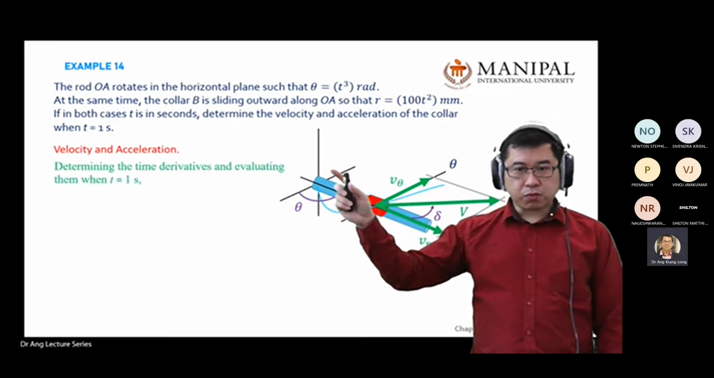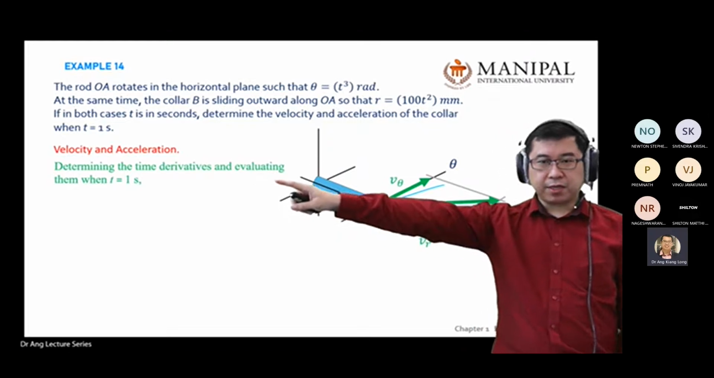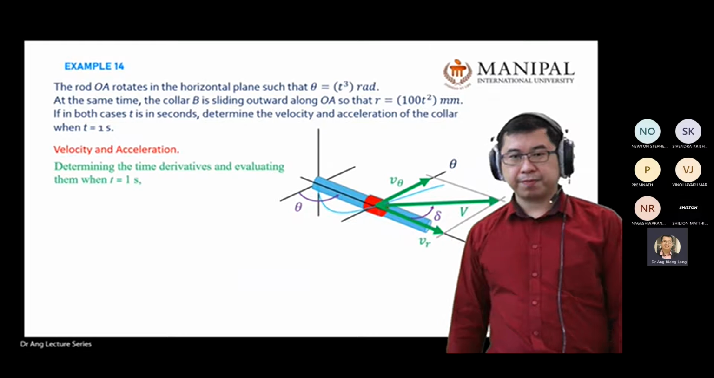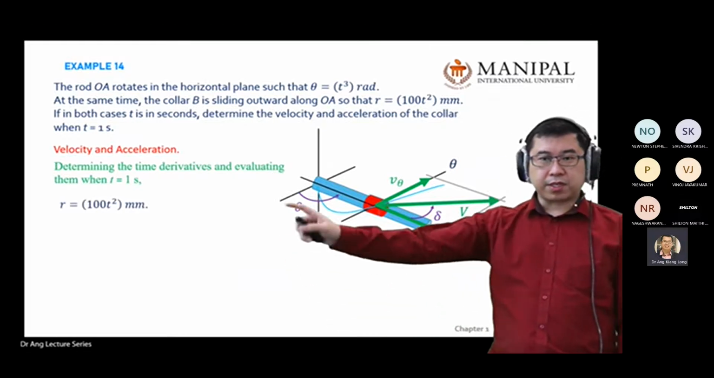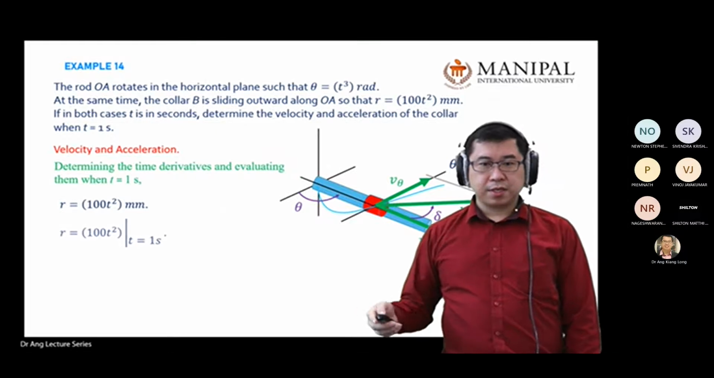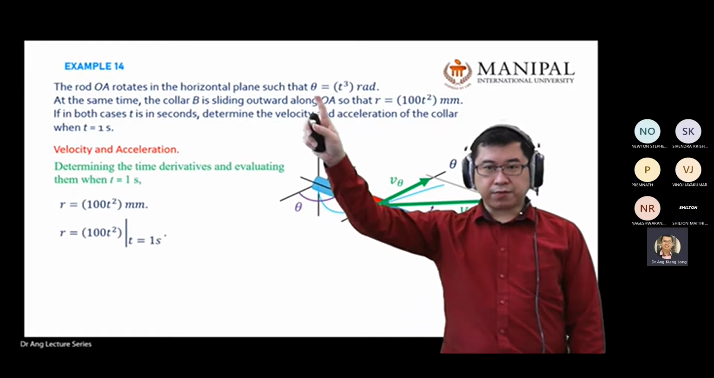So this is our objective, right? The question asks us to find the velocity at 1 second, right? So I just copy the equation from the question. You have the R equation. You have the tangent equation. You have a transverse equation also.